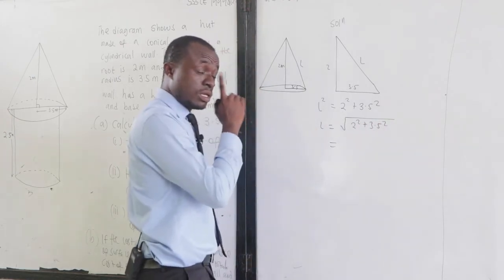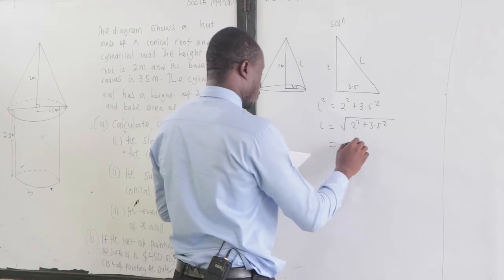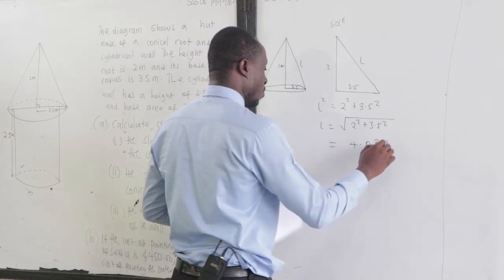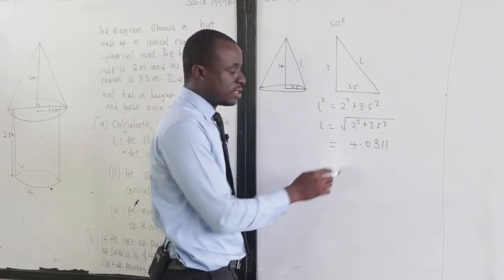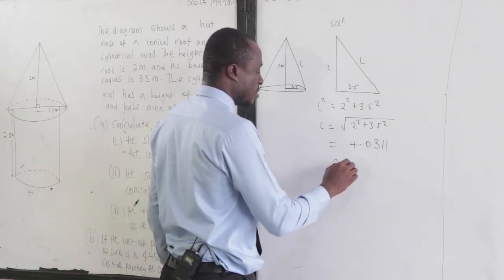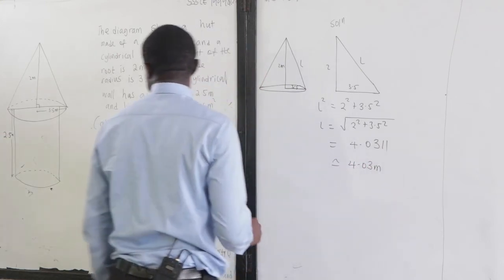And when we use the calculator, we are going to get 4.0311. But then the question says to 3 significant figures. This is the first significant figure, second and third. So this is 4.03 meters. That's the first one.